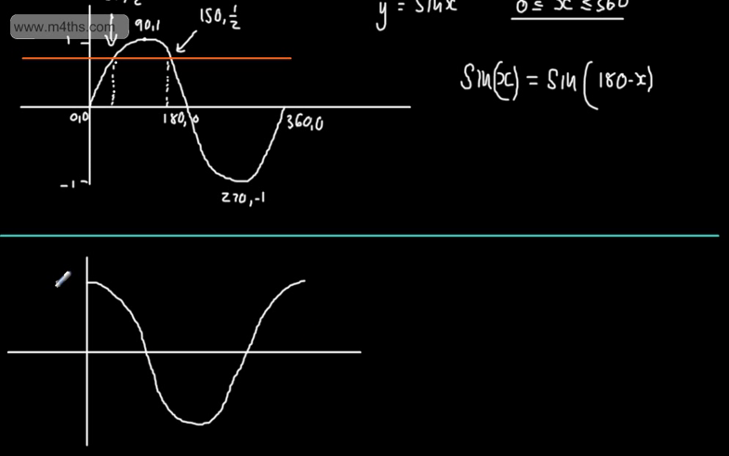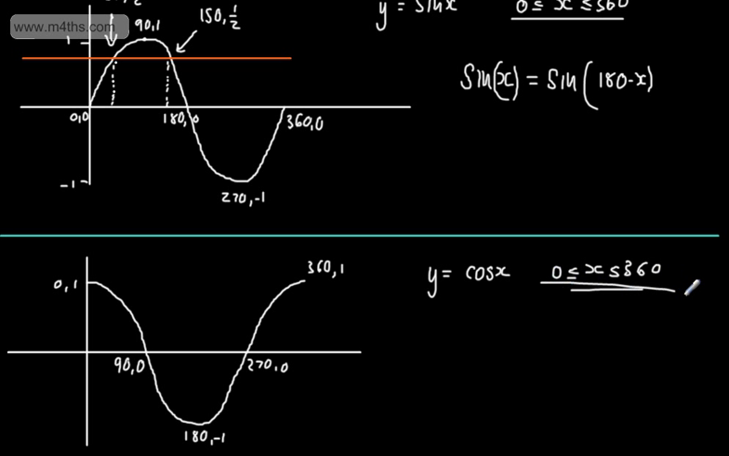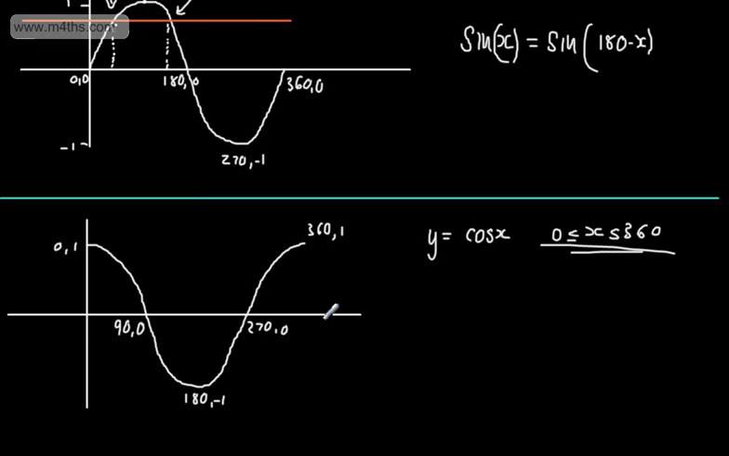So this point right here is 0, 1. This point now is 90, 0. We have 180, -1, 270, 0, and then we have 360, 1. This now is y is equal to cos x, where x is going to be between 0 and 360 degrees. So that's the interval there. Again, this graph cycles to the left and to the right, and it just keeps going and keeps going.